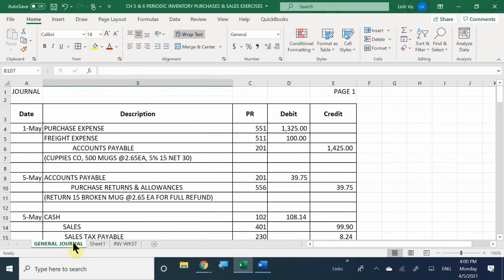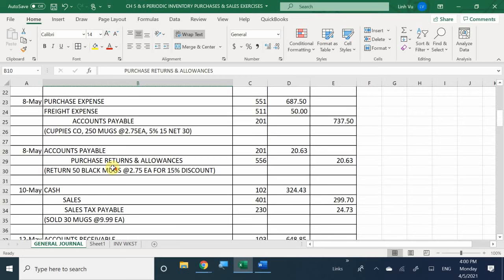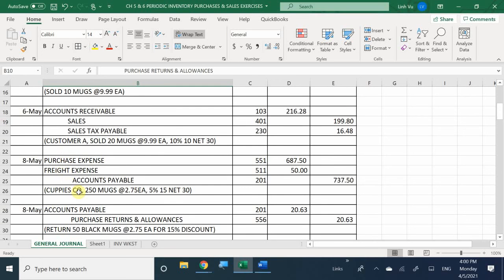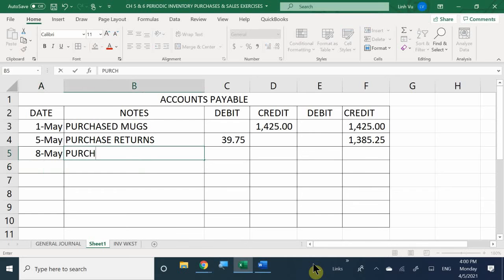Right. So then let's take a look at the next time we made a purchase. I believe we made a purchase on the 8th, if I'm not mistaken. Let's see. The 8th, right here, we made another purchase of inventory, right? So we increased accounts payable by an additional $737.50. So if I go to my account here, it is May 8th, and I purchased more inventory.